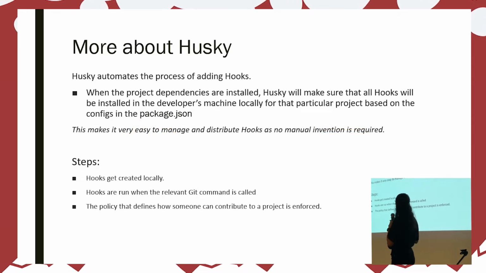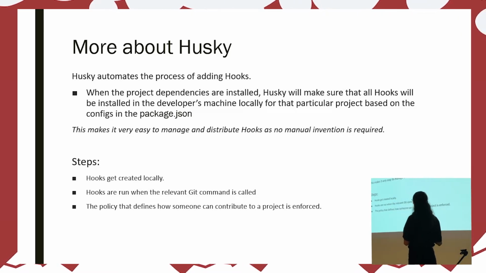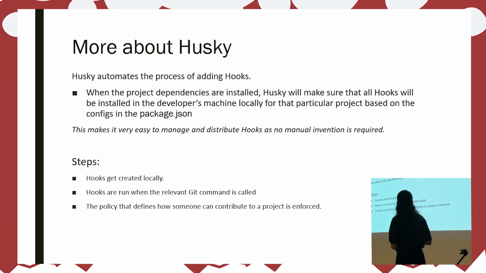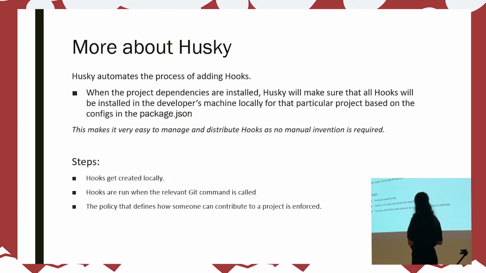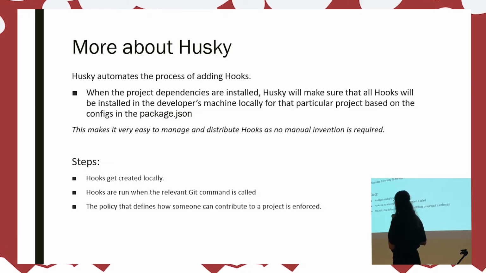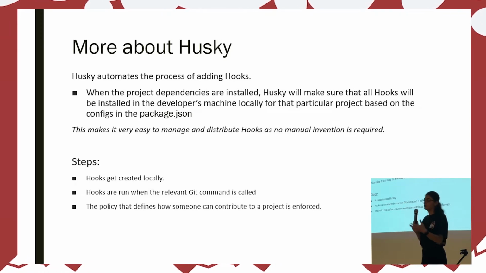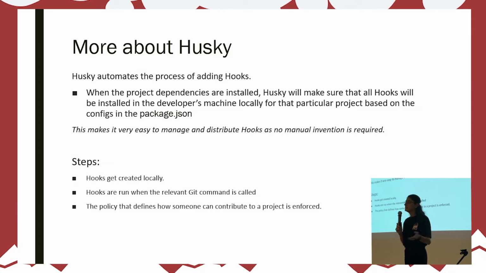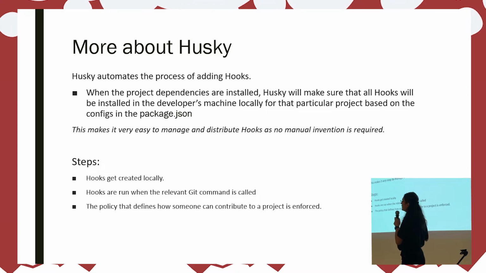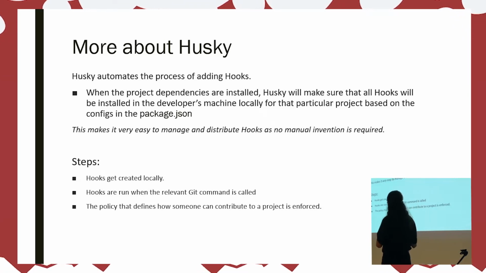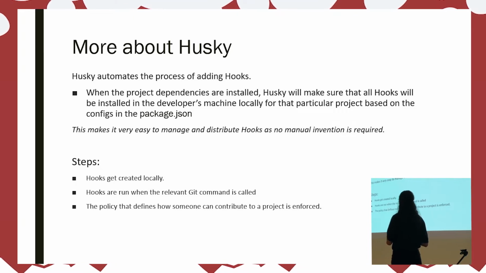Now let's talk more about Husky. What does Husky do? Husky automates the process of adding hooks. When the project dependencies are installed, Husky will make sure that all hooks are installed on the developer's machine locally for that particular project, based on the configs in the package.json file. Simply speaking, you have Husky on your project, you are a new developer in the team, you clone the project, and everything comes just the way the other developers have it. This makes it very easy to manage and distribute hooks, as no manual intervention is required.